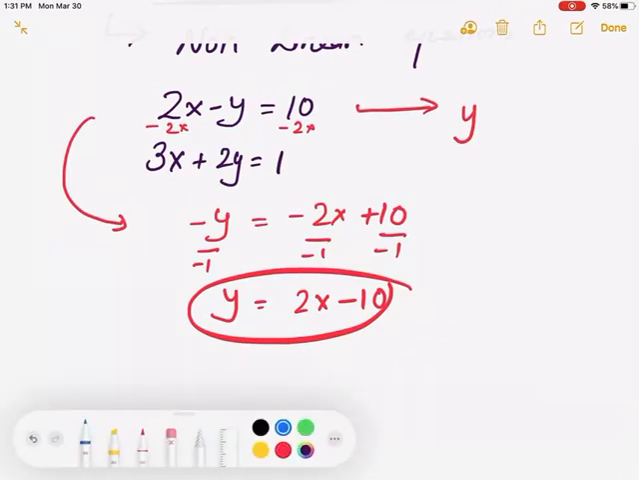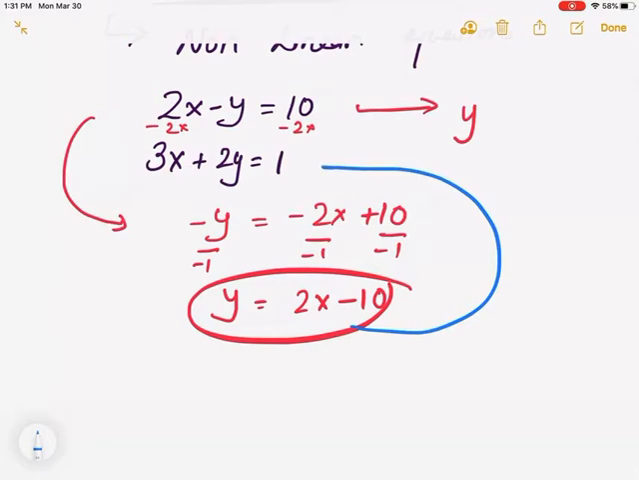Now you need to take that and plug it into the other equation. I repeat, plug it into the other equation, because if you plug it into the same equation, everything is going to cancel out. So plug it into the second equation: 3x plus 2 times y, where y is 2x minus 10. The rest of the equation stays the same and it's equal to 1.